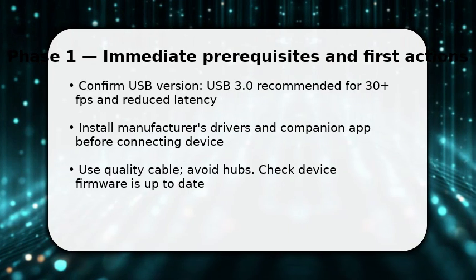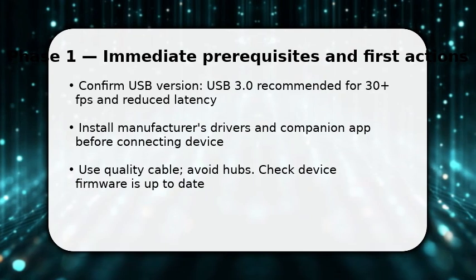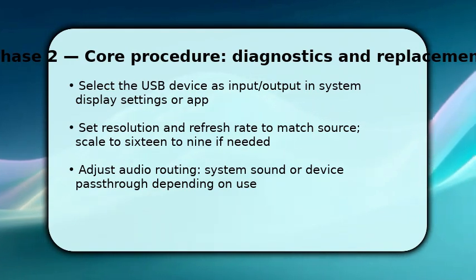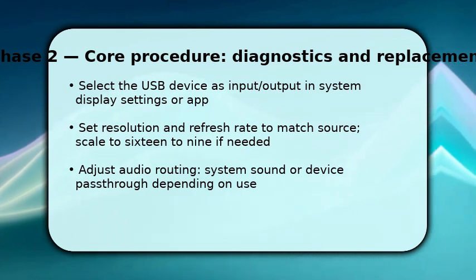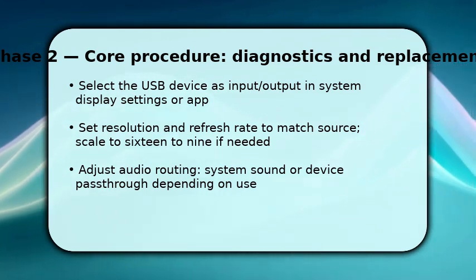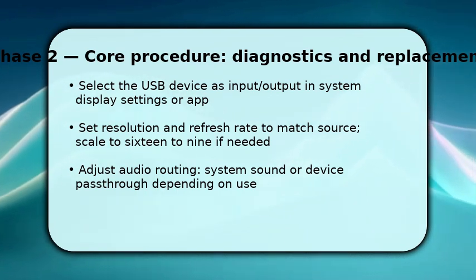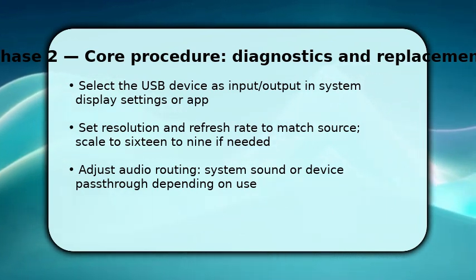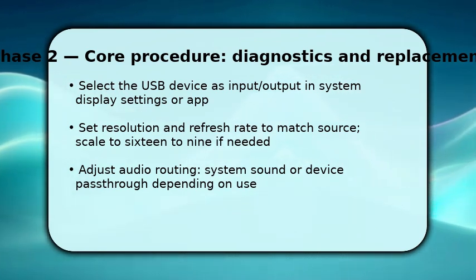Next, verify firmware and OS compatibility before moving on. You now configure the capture and display parameters inside the app and OS. First, choose the USB device as the input on the receiving computer or as the output on the sending device, then set resolution and refresh rate to match the source. This avoids scaling artifacts. Once configured, route audio either through the USB pass-through or keep system audio local. Pick the option that fits your workflow. Finally, enable hardware acceleration if available, because it lowers CPU use and improves smoothness.